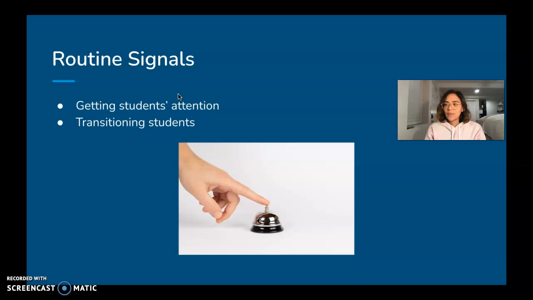Routine signals, I would use a bell. Very easy, it gets everybody's attention, and it's kind of a calming sound, and I would actually have a student doing this. That would be one of my job assignments.